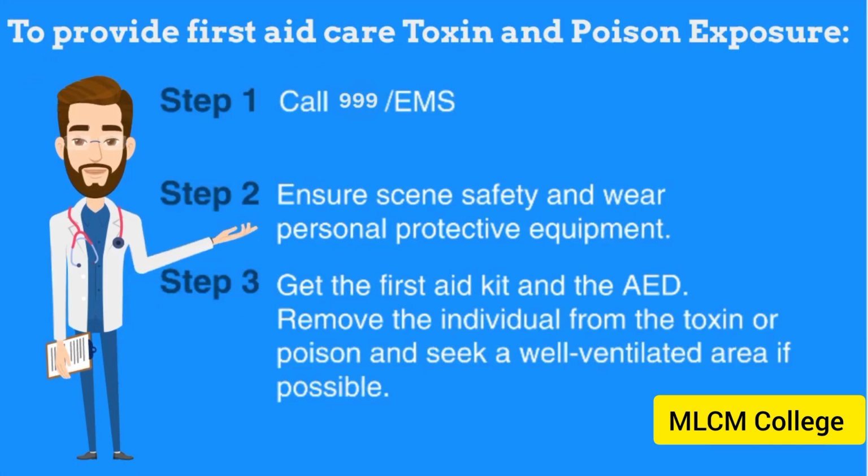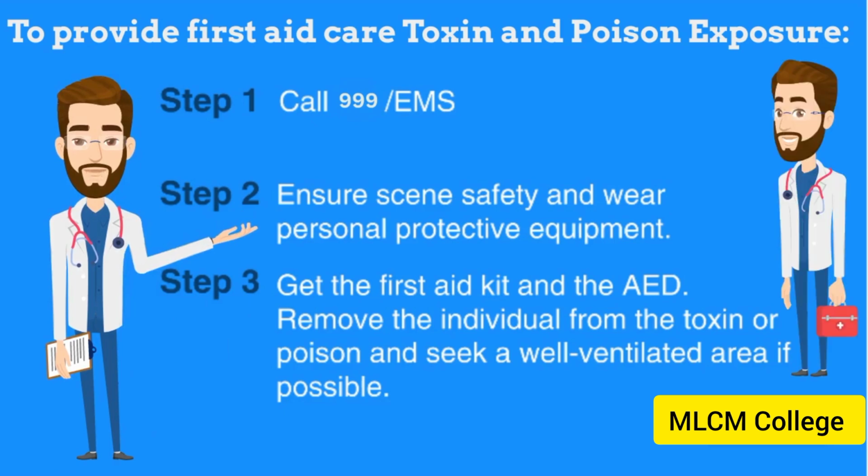To provide first aid care for toxin and poison exposure, first, Step 1, call 999/EMS. Step 2, ensure scene safety and wear personal protective equipment. Step 3, get the first aid kit and the AED. Remove the individual from the toxin or poison and seek a well-ventilated area if possible.